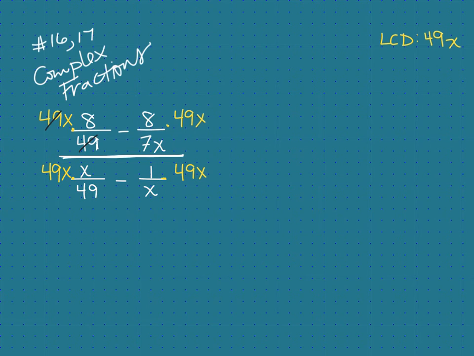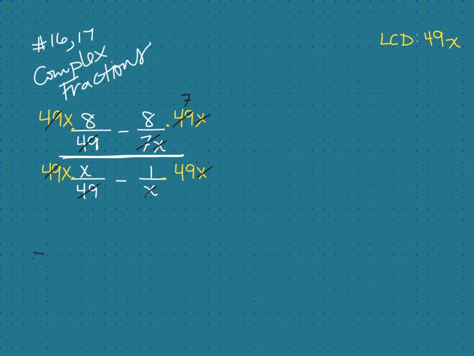In the second one, the x and the x cancel, and then the 49 and the 7 can both be divisible by 7, so this turns just into a 7 here instead of a 49. In the denominator down here, again, the 49s cancel. They're both technically divisible by 49. They become 1s. Then in our second fraction, just the x's cancel.